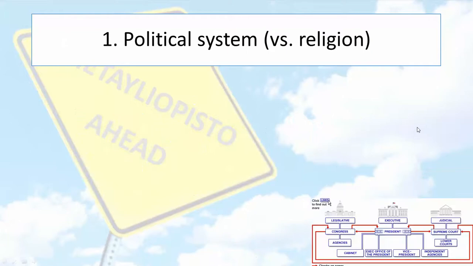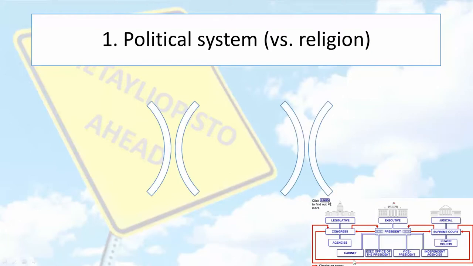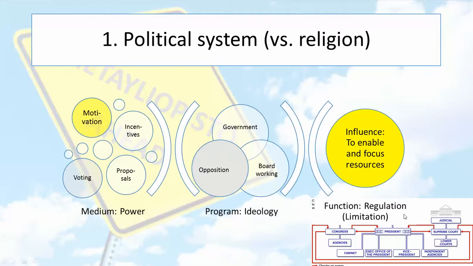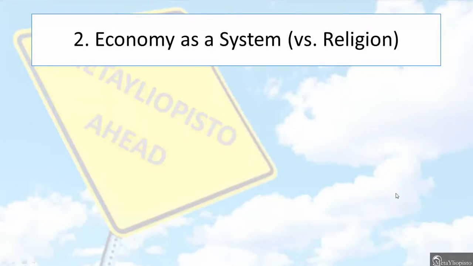Then the political system, defined in the same way. We have a political system for the USA: the president, Congress, and so on. The medium here is power, the program is ideology, and the function is regulation. And here is its definition. Those terms can be found in the original presentation of Luhmann and Roth.